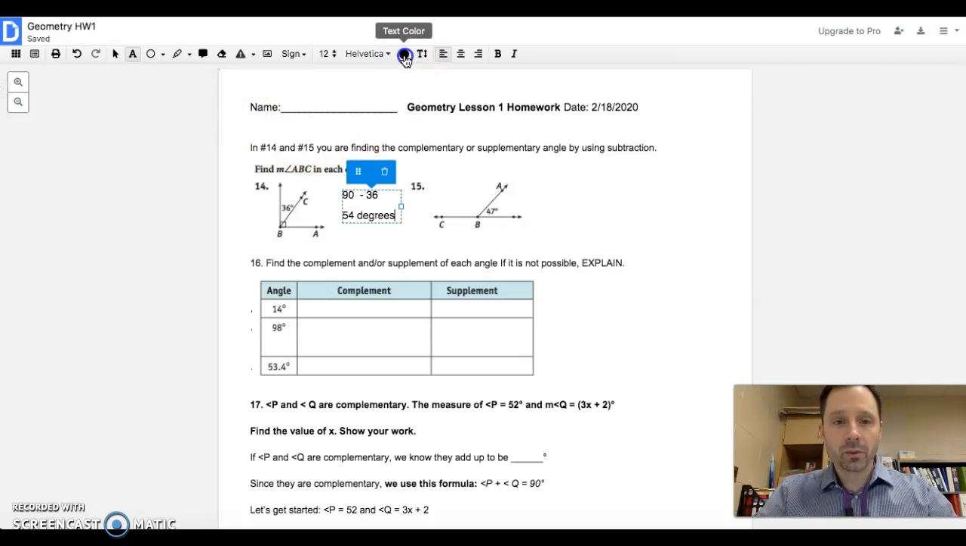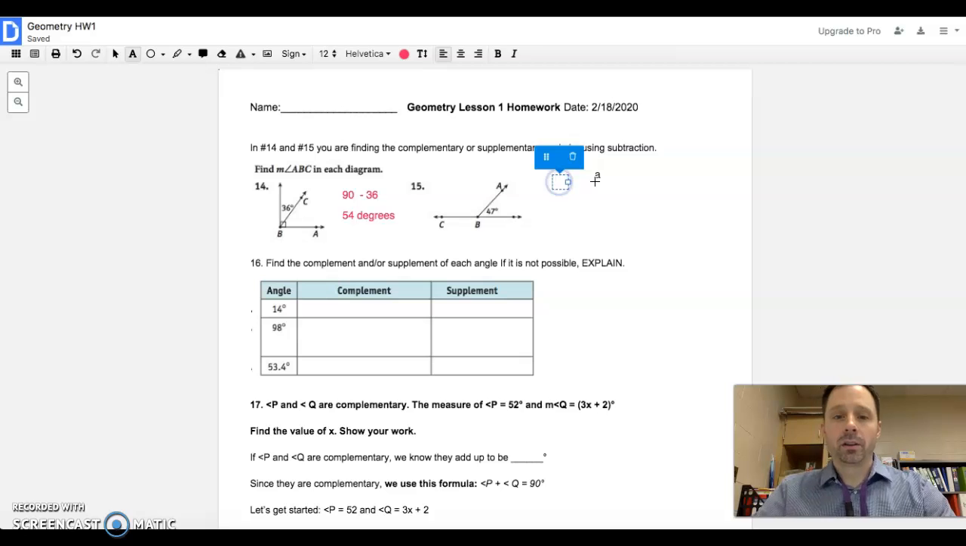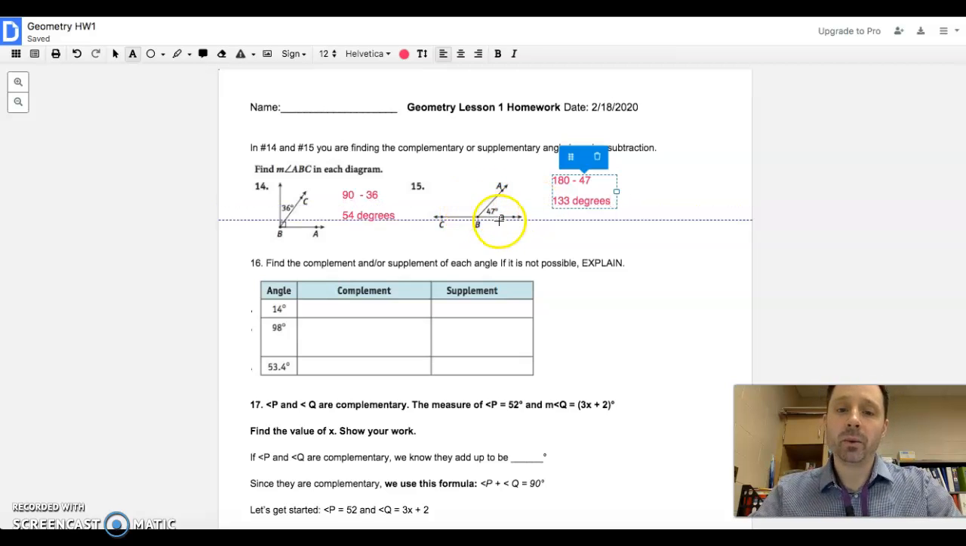All right, let me switch the color up here so this pops a little bit. All right, let's do this one here. So instead of subtracting from 90, we're going to subtract from 180 since this is a straight line. So we'll take 180 minus 47, and that will give us 133 degrees. So this obtuse angle is 133 degrees. If you add that with 47, you're going to get 180. So those are kind of the easiest types because it's a visual.